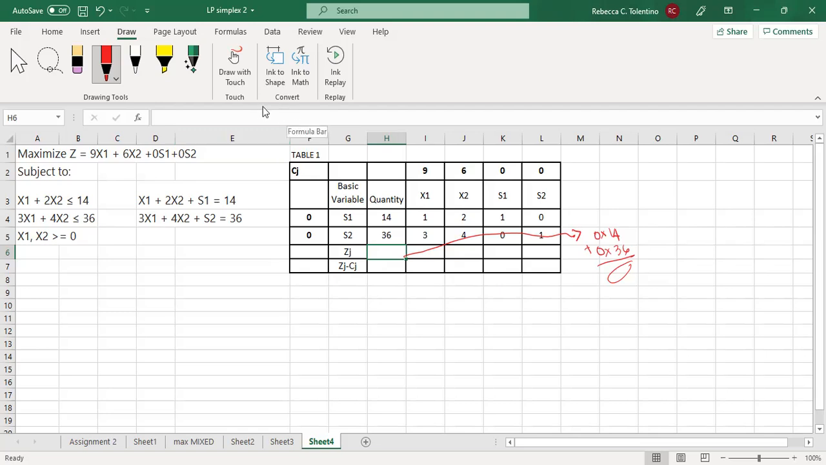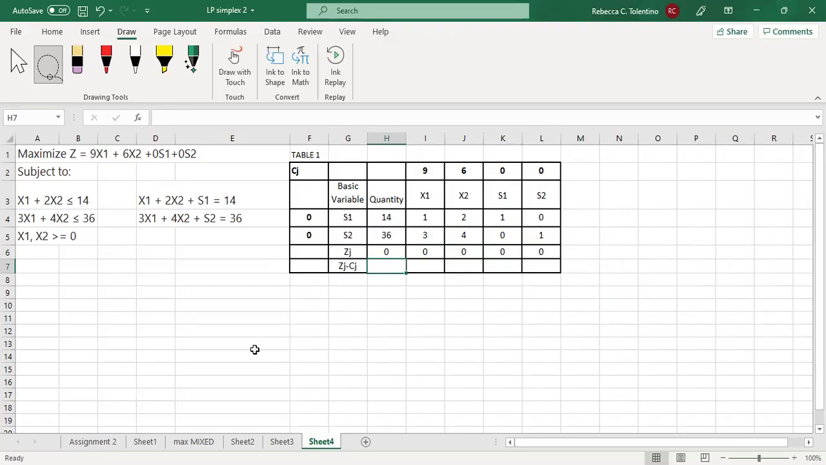But instead of doing it manually, we will just ask Excel to do the computation for us. But anyway, these are all zeros. So we expect that all the entries in the C sub j row will be 0. So we can just enter 0 here. Kasi 0 times any number naman is 0.